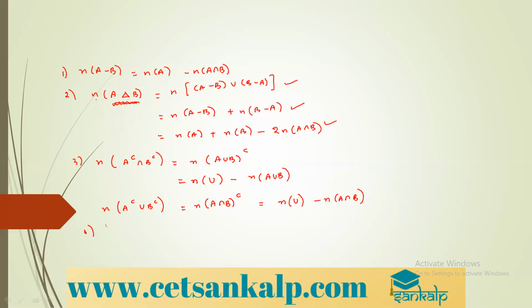The fourth property is if you want to find the number of elements in A union B union C, 3 sets, you have to take the number of elements in A plus the number of elements in B plus the number of elements in C minus the number of elements in A intersection B minus the number of elements in B intersection C minus the number of elements in C intersection A plus the number of elements in A intersection B intersection C.